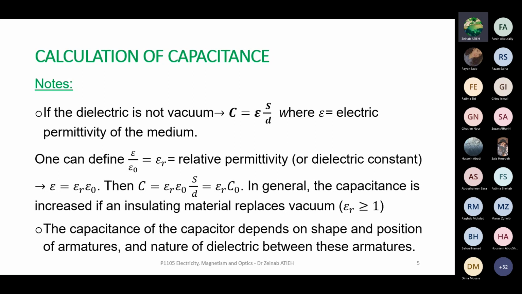Anyway, sometimes instead of giving you the electric permittivity of the medium, we define something called relative permittivity, which is epsilon r. I'm talking about epsilon r, which is equal to epsilon over epsilon 0. Now we know that each medium has its own epsilon.